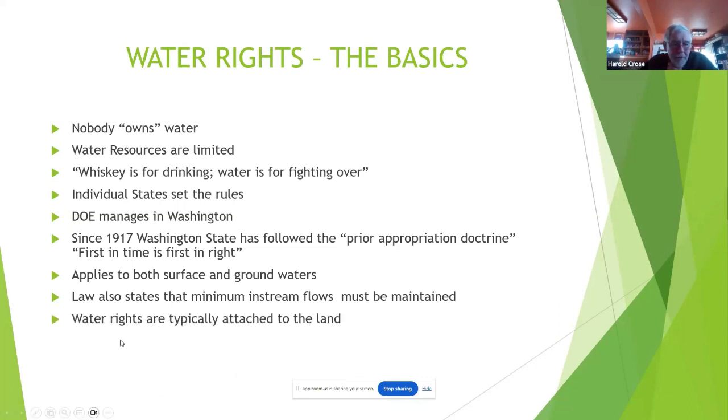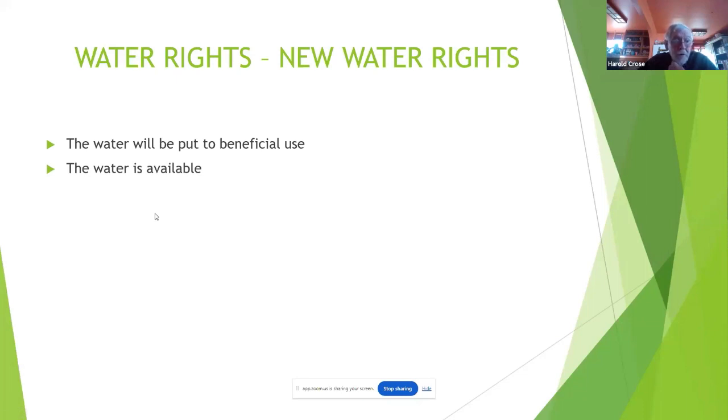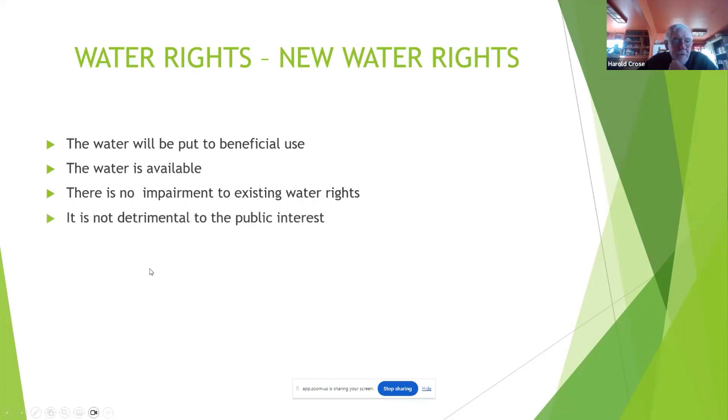Water rights are typically attached to the land. And so water rights and new water rights, the water will be put to beneficial use. That's one of the criteria to get a water right. The water is available within that stream or system. There's no impairment to existing water rights. So if you're putting in for a water right that has a potential to impair somebody else, that is not going to happen. It is not detrimental to the public interest also.